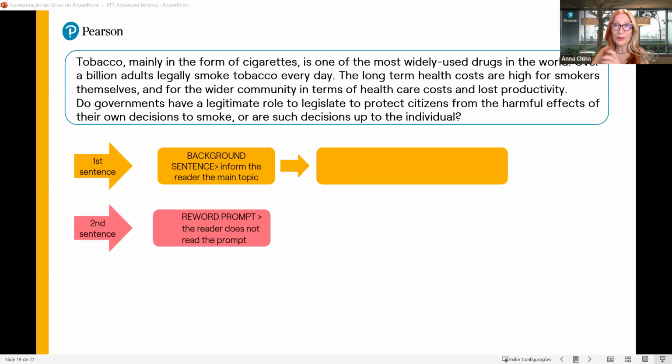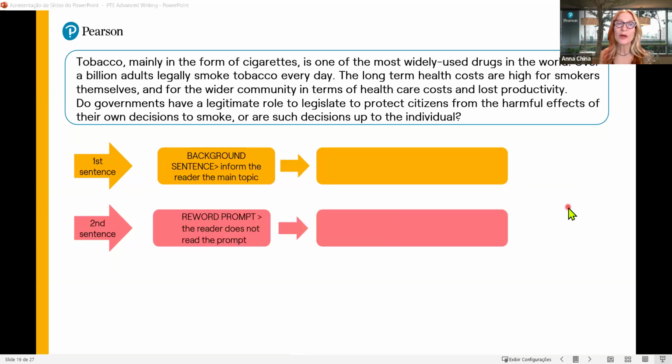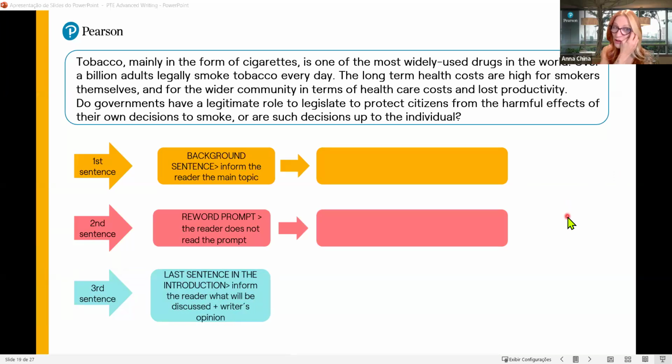You're on really the right track here. I really like this one. You guys are bringing some very nice ideas. So once again, we reword the prompt, and this is where we can make good use of complex and compound sentences. And then, of course, the third sentence, which is the writer's opinion.